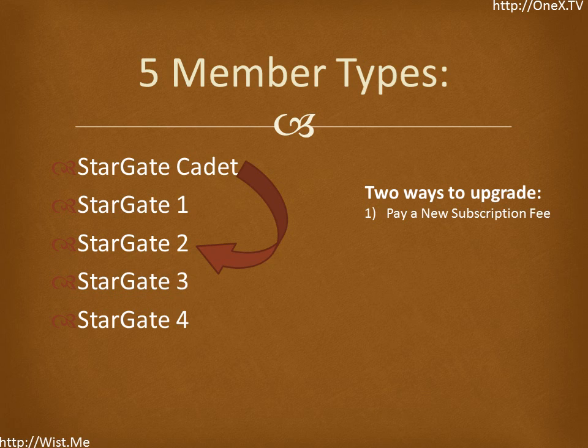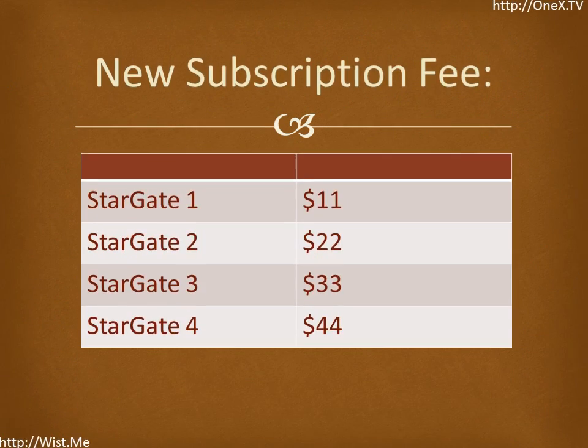So at the end of every cycle you pay a new subscription fee. Now, how much is this subscription fee? It's very easy to remember. For Stargate 1 it is $11. If you want to become Stargate 1, you pay $11. For Stargate 2 it's $22. For Stargate 3 it's $33. For Stargate 4 it's $44. Very easy to remember.